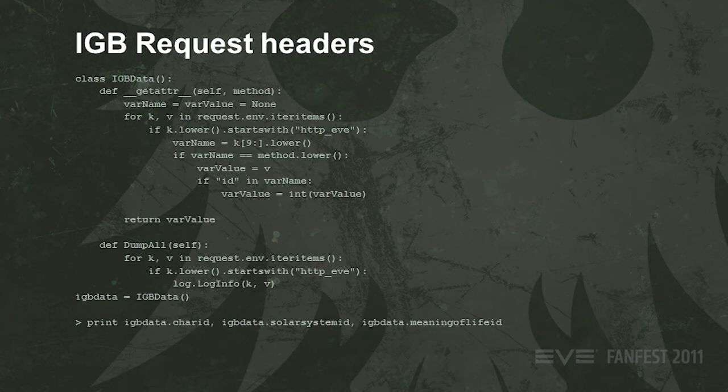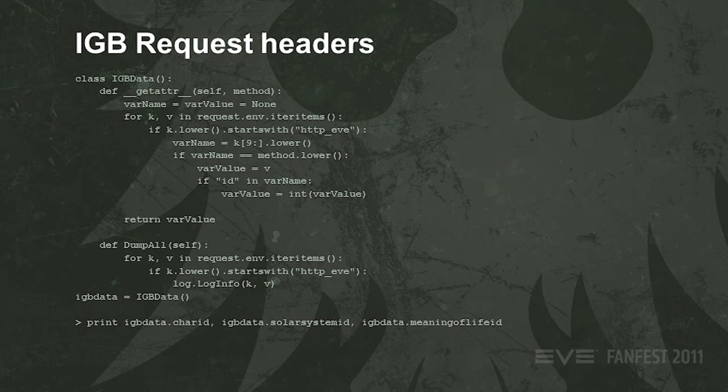So the IGB request headers. Guys, you who are familiar with the IGB, this is probably simple stuff for you. But in Web2Py, then the request headers are stored in request env, and if it starts with http_eve, and I must warn you, this is illegal request header stuff, then I can just return it directly, and if it has an ID in it, I just cast it to int.